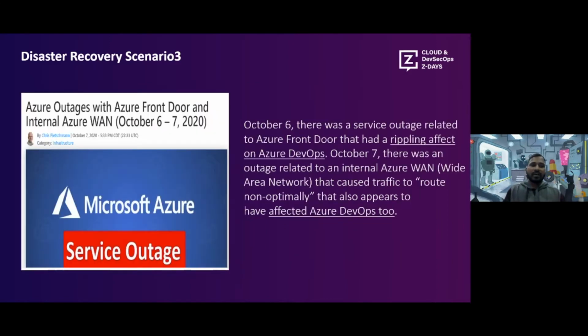Some other scenarios happened very recently with Azure. According to the information from Benefit Nines, on October 6th there was an outage related to Azure Front Door, and it had a rippling effect on Azure DevOps. Post that, there was an Azure WAN outage as well, which affected traffic routing and reduced optimal routing of the network, and it also affected Azure DevOps. So these are the three scenarios.